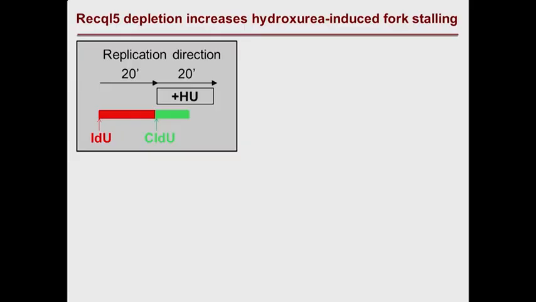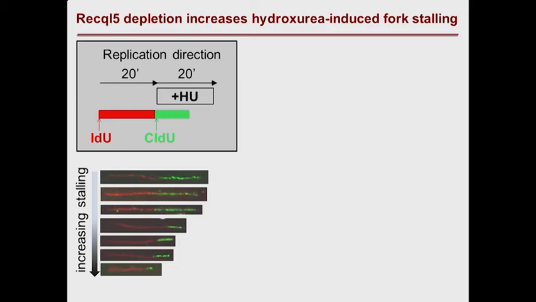Then you harvest the cells, extract the DNA, and literally you stretch an individual DNA fiber on a glass slide and then stain with antibodies against IdU and CldU. And essentially then you take pictures or visualize this with a microscope, and you see the DNA replication tract like such. Hydroxyurea obviously impairs DNA replication fork progression, and so you see shorter CldU labeled pieces of DNA, and this would be indicative of increasing stalling with the shorter the green segment.